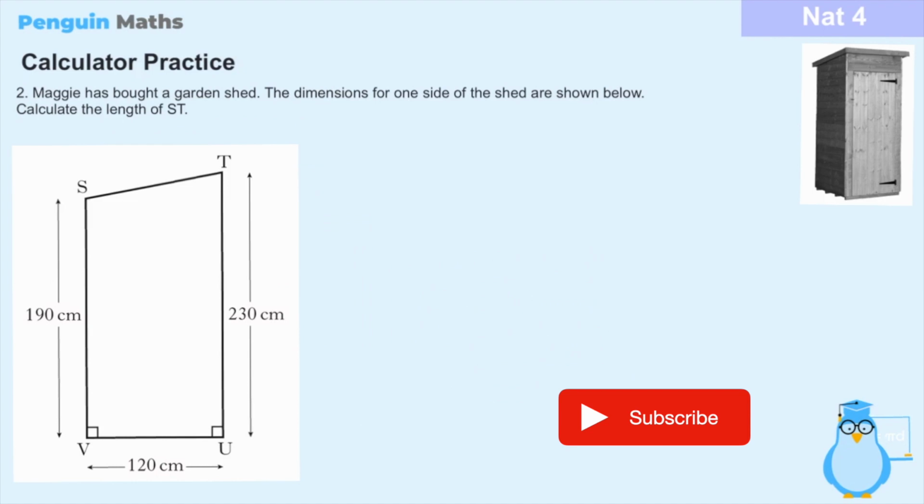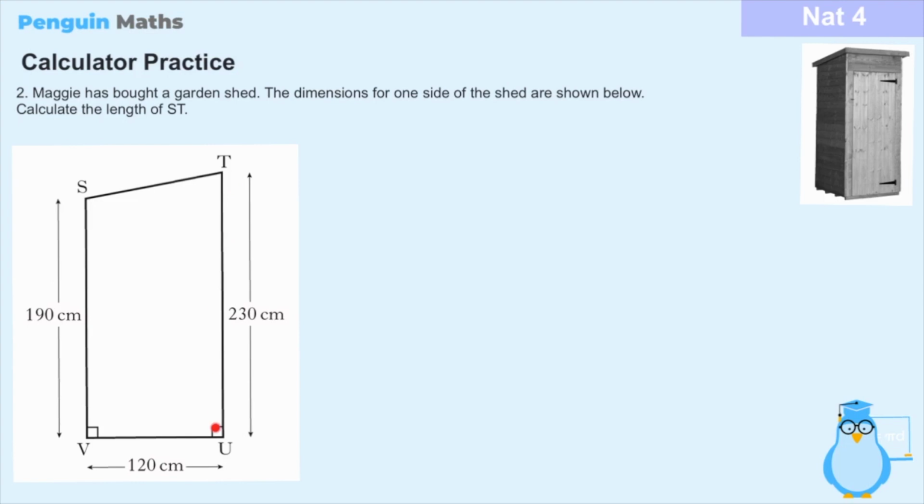Okay, so moving on to question 2. The question tells us that Maggie bought a garden shed, and the dimensions for one side of the shed are shown in the diagram below. So here we have that one side of the shed right here. And the question asks us to calculate the length of ST. So that would be this side of the shed here.